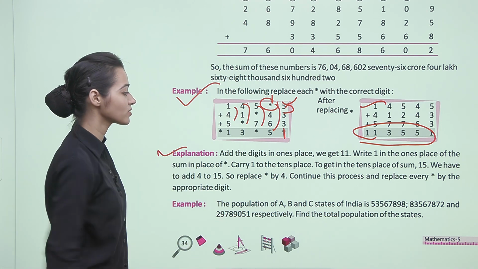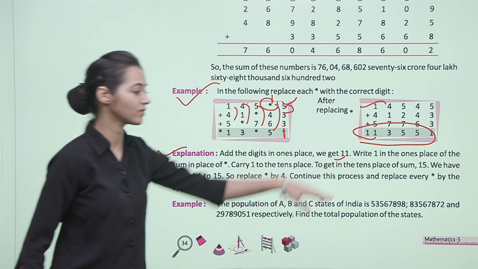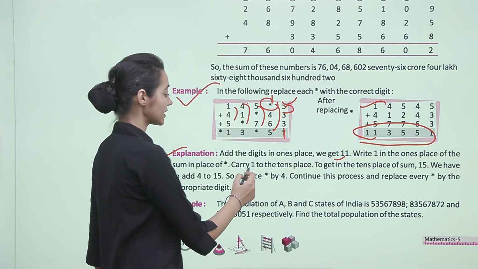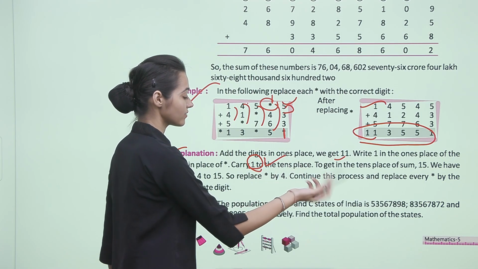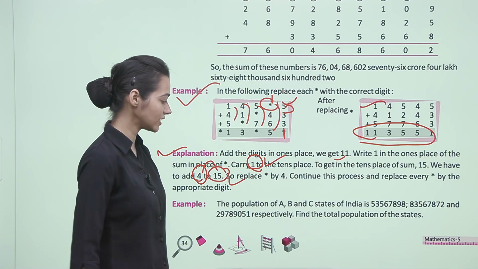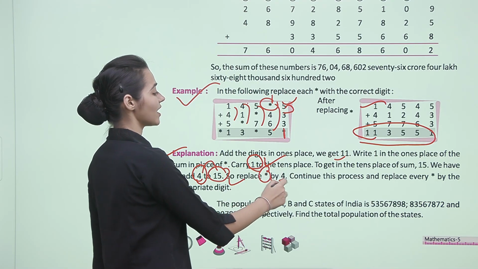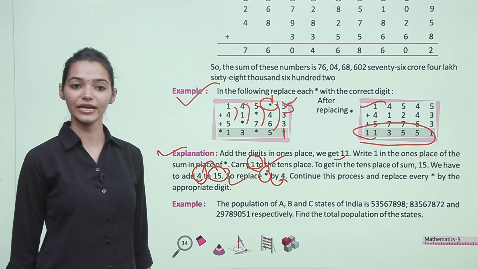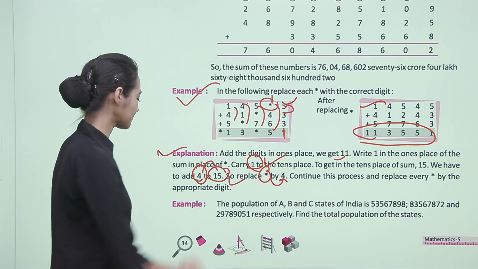Now here is our explanation: when we add the ones, we get 11, then we write the ones. After that we carry 1 to the tens place, then after adding we get 15, and we add 4 to this to become 15. Then we replace this star by 4 and continue the process by adding the appropriate digit.